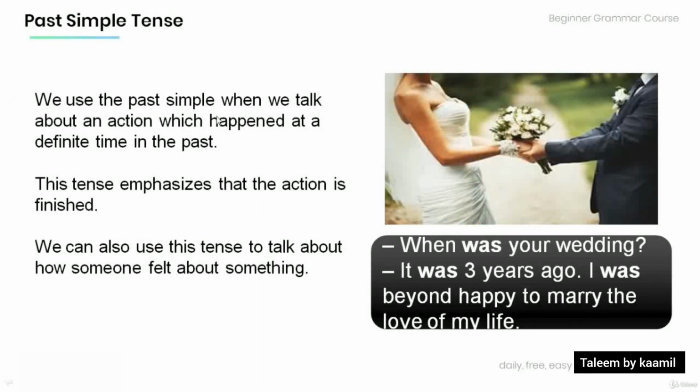We use the past simple when we talk about an action which happened at a definite time in the past. Now this tense emphasizes that the action is finished. Note that we can also use this tense to talk about how someone felt about something. Let's have a look at the dialogue over here.